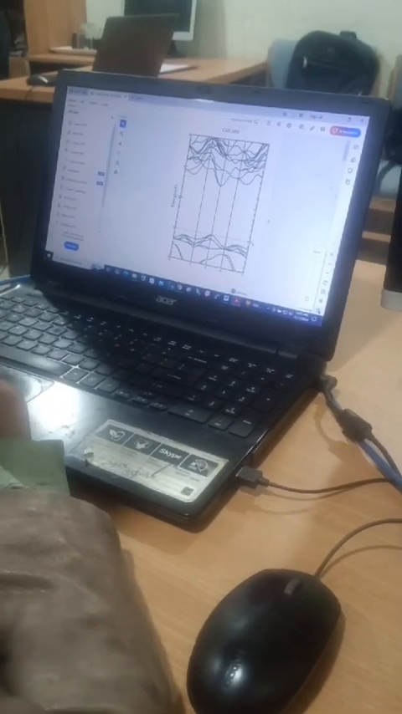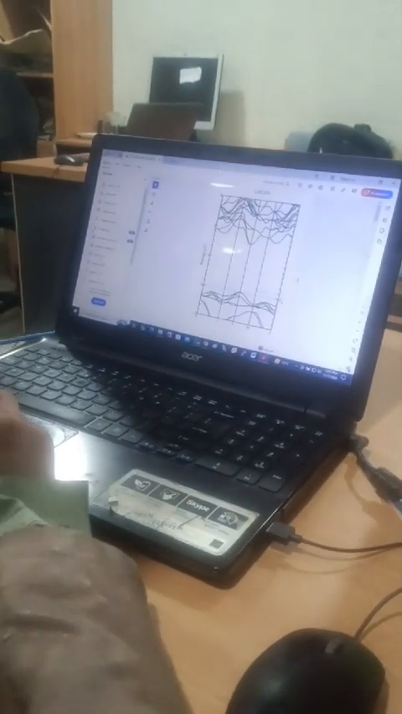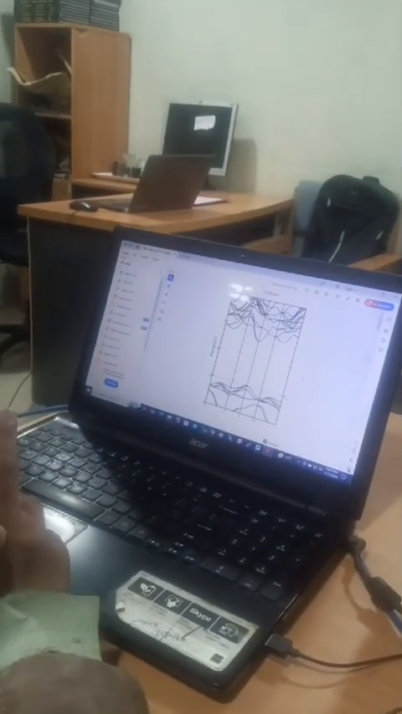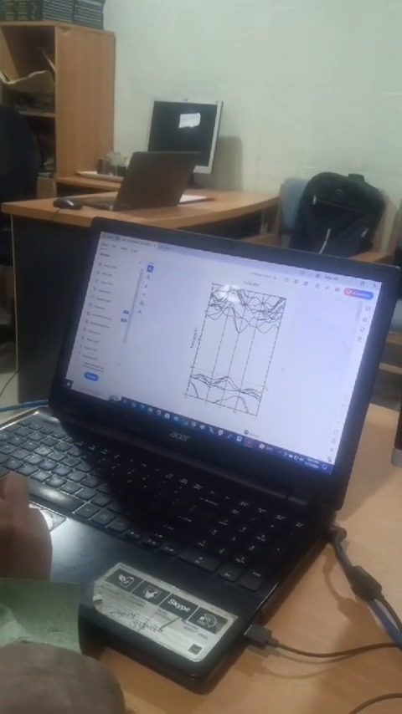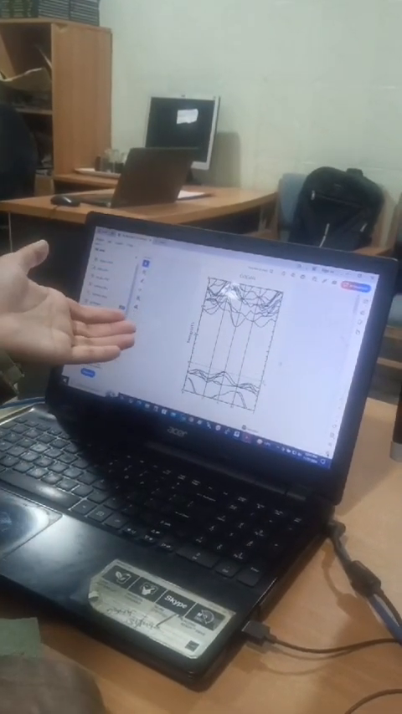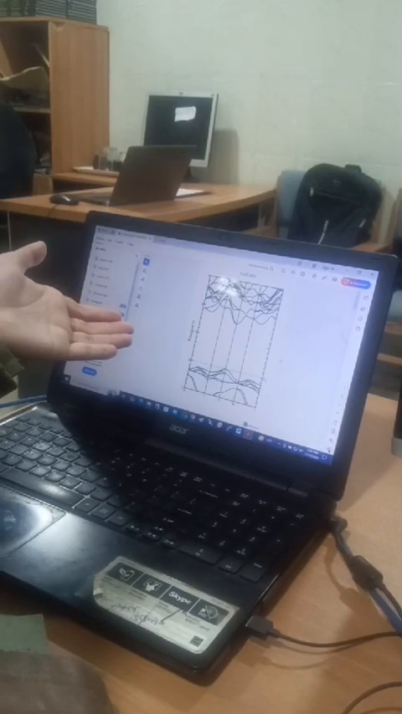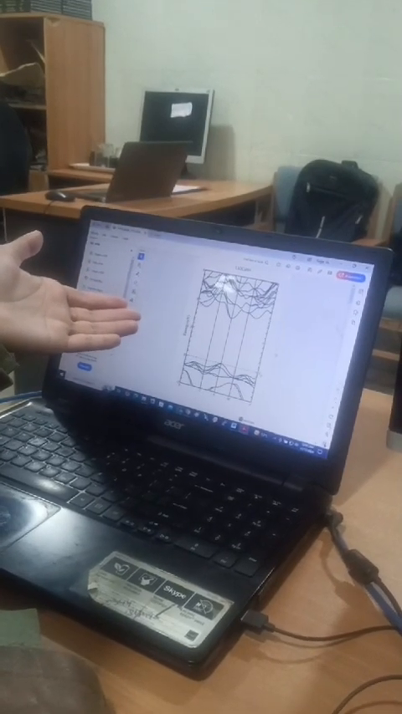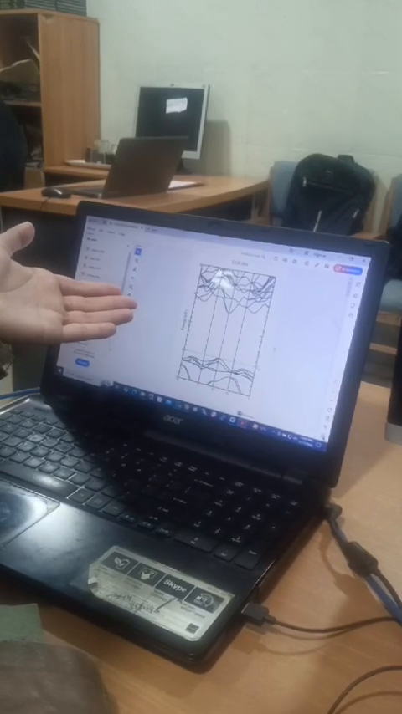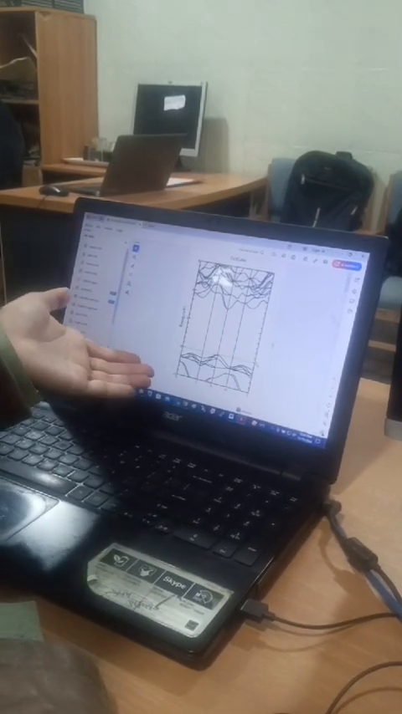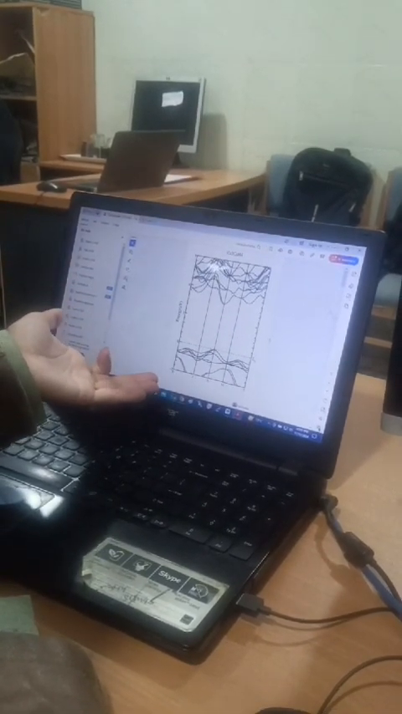By means of the band structure we can predict the electronic properties of the material. From the figure we can see that it is the band profile of the material CH2CH4. First of all, we discuss the main parts of the graph. Along the x-axis we take the symmetry points. These are the symmetry points.